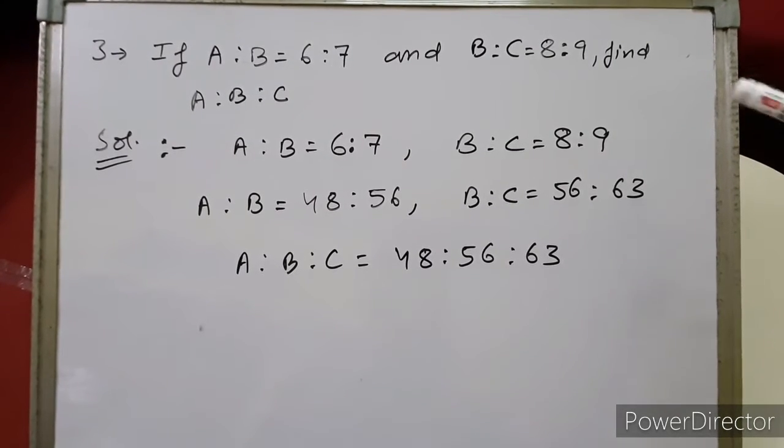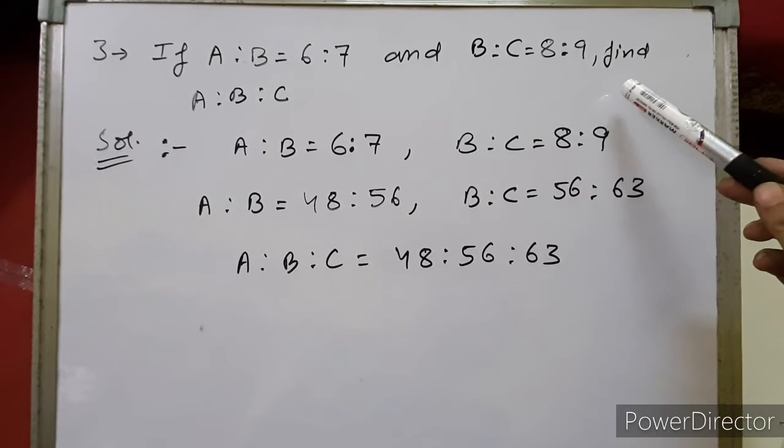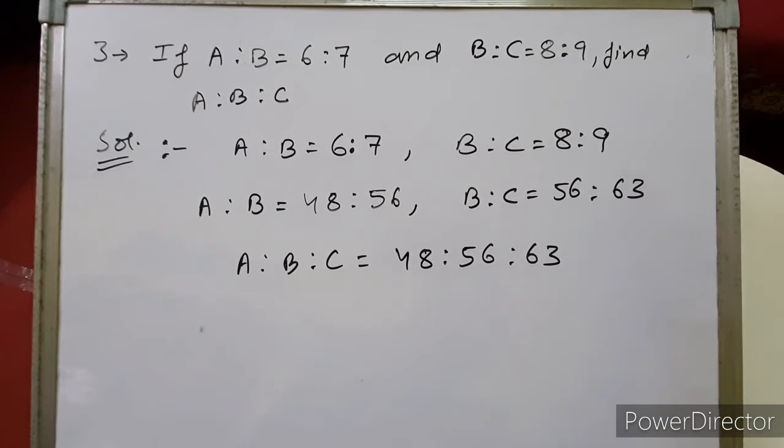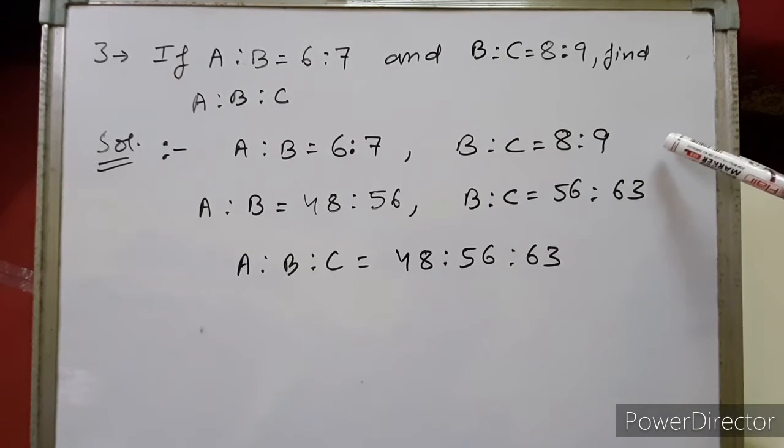Let's see another sum, children. Now here it is given that if A is to B, 6 is to 7 and B is to C, 8 is to 9. Find A is to B is to C, right? Now A is to B, 6 is to 7 and B is to C is 8 is to 9.